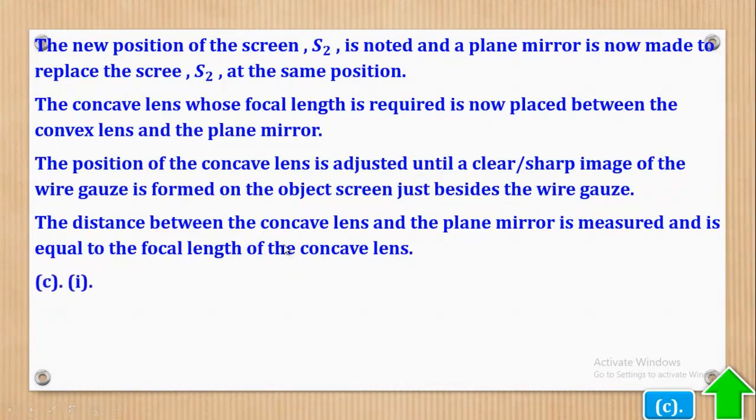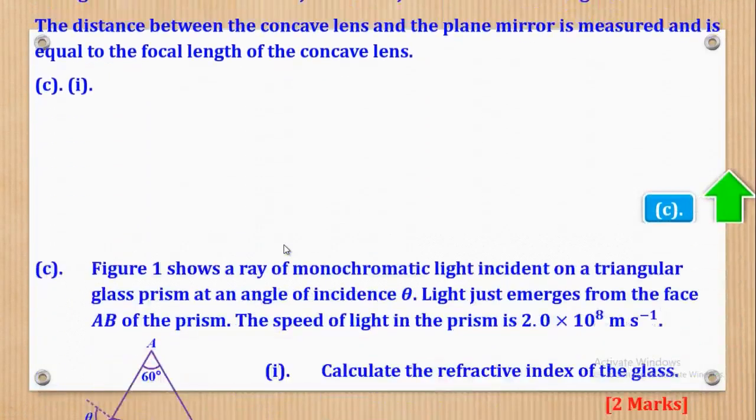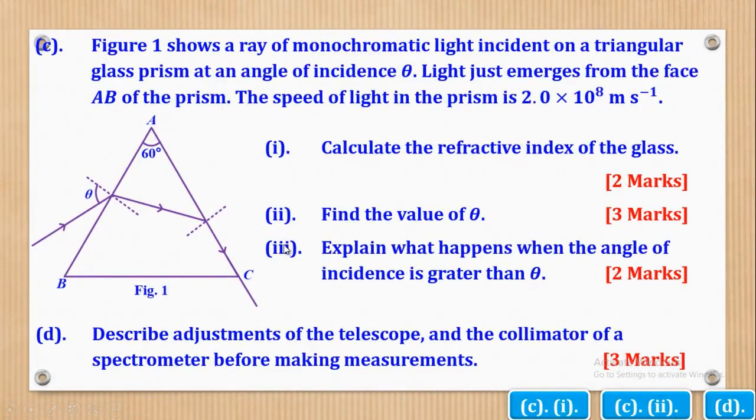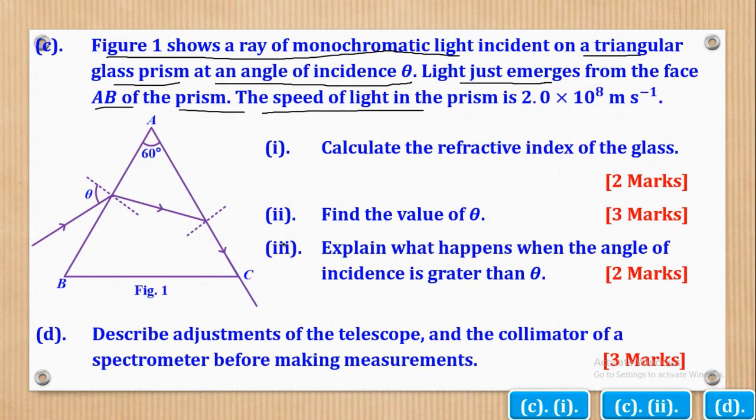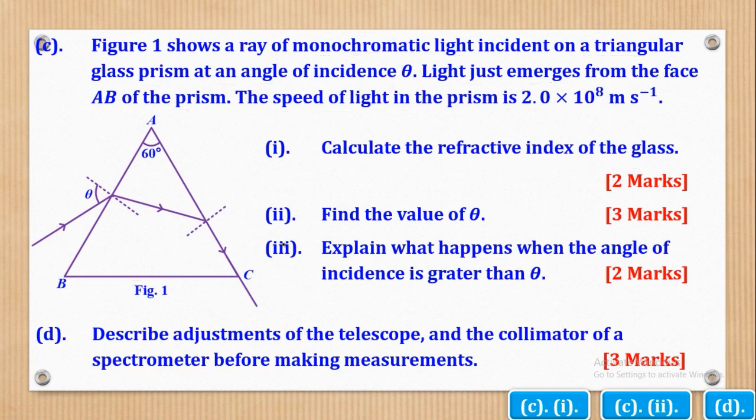So now we shall go to part C, Roman 1. Part C, Roman 1 says figure 1 shows a ray of monochromatic light incident on a triangular glass prism at an angle of incidence theta. Light just emerges from face AB of the prism. The speed of light in the prism is 2 × 10^8 meters per second. This is the diagram. They said part 1, Roman 1, calculate the refractive index of the glass.